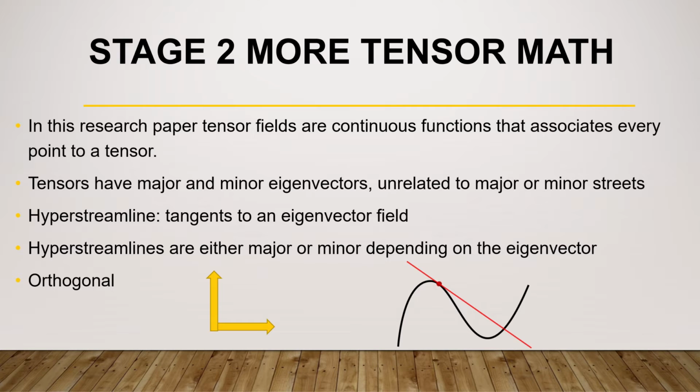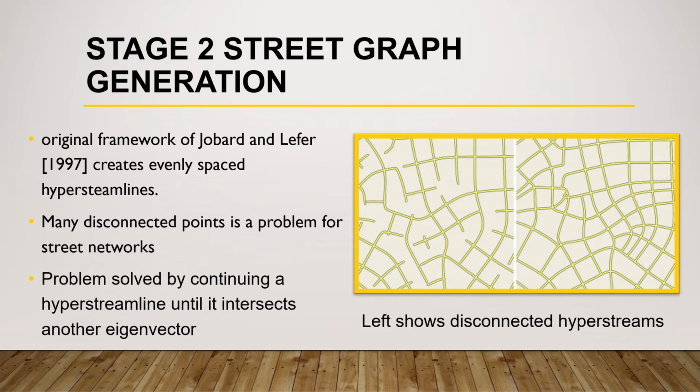So going back to Jobard and Lefer's study on hyperstreamlines, their study was based on evenly spaced hyperstreamlines. So when the researchers directly incorporated that study, this is what it looked like, the photo on the left. All these side streets are hyperstreamlines, and they're all evenly spaced. So because of that, they're all not connected. They're all disconnected because they're all roughly evenly spaced. That's a problem for representing roads, because side streets are generally connected like this.